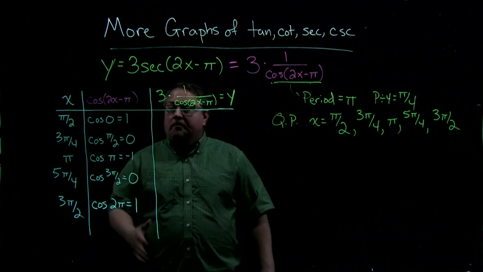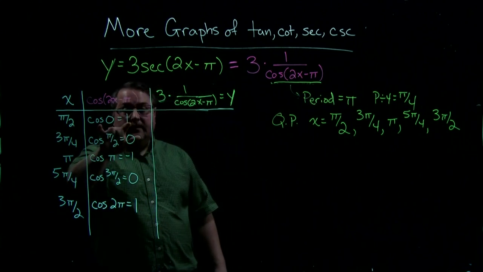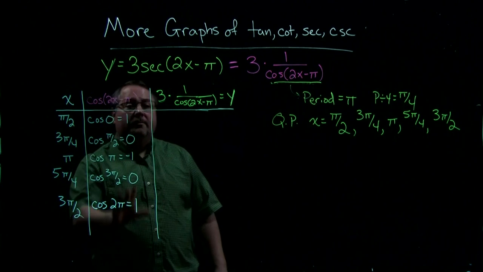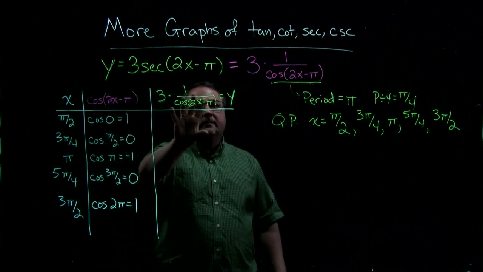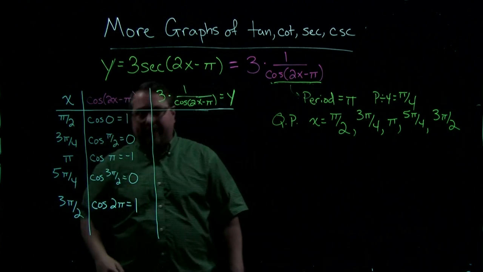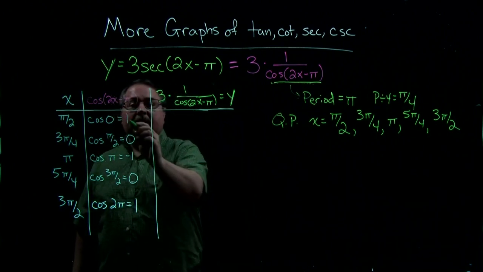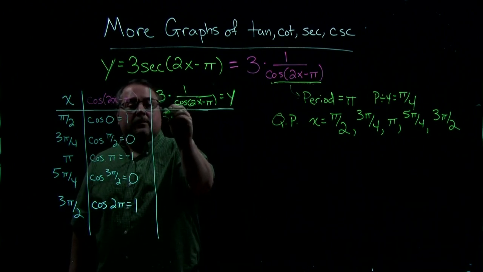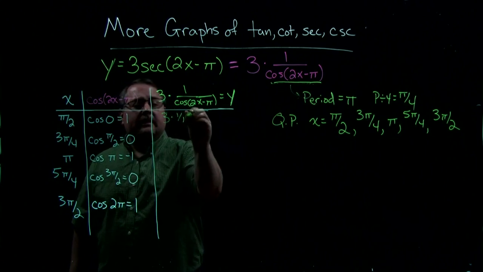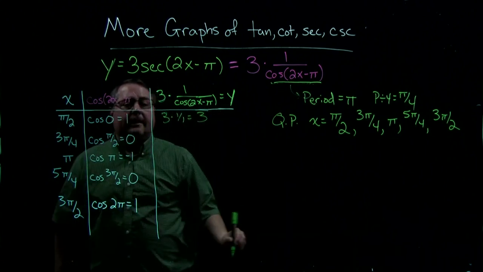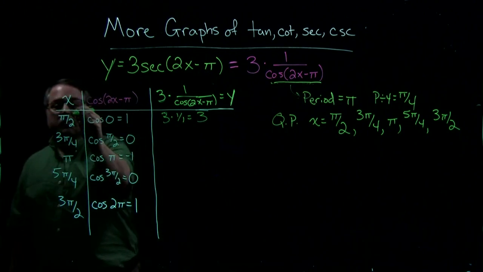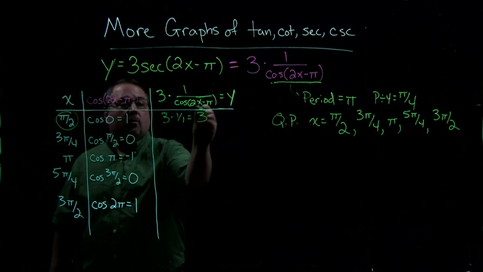So now what we're going to do is take these values in the second column, take their reciprocals, that'll give us the secant, and then we multiply by 3. So to start out, we're going to have 3 times the reciprocal of 1 is 3. So we have a point at x equals pi over 2, y equals 3.